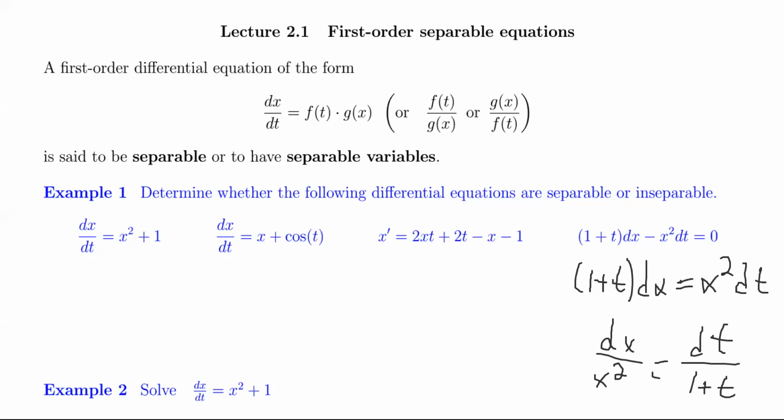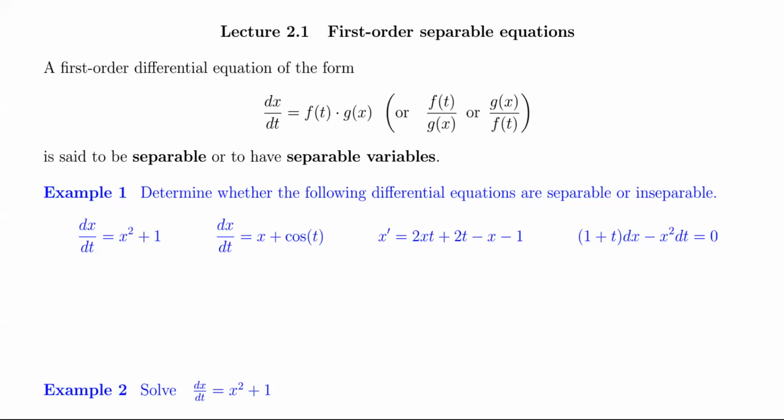We need those to be in the numerator, but if we have successfully separated our variables with dx and dt both in the numerators, then our equation, excuse me, is separable. So number 4 is also separable.